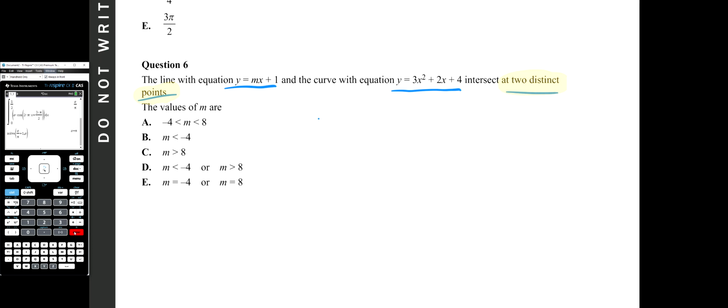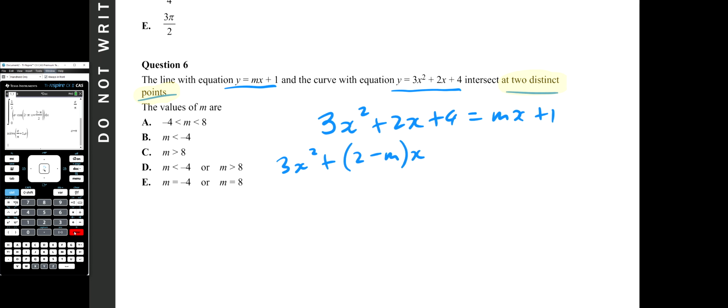So what we're going to do is I'm simply going to write the equation for the parabola, 3x squared plus 2x plus 4, and equate that to the expression for the straight line. Then we're going to take everything over to the left-hand side. So 3x squared plus now 2x minus mx is 2 minus m all times x, plus 4 minus 1 is plus 3, and that equals 0. So the solutions to this equation will provide the x values of the intersection points between the parabola and the straight line. We know we want 2 distinct points of intersection, therefore we want 2 distinct solutions to this equation.